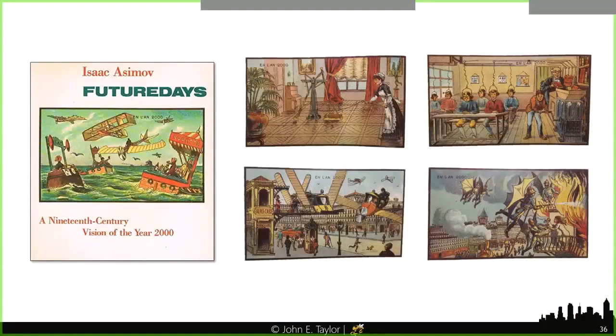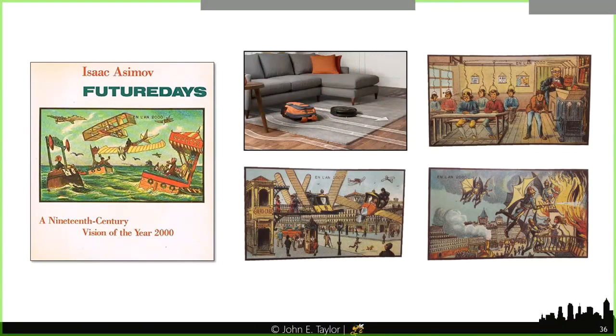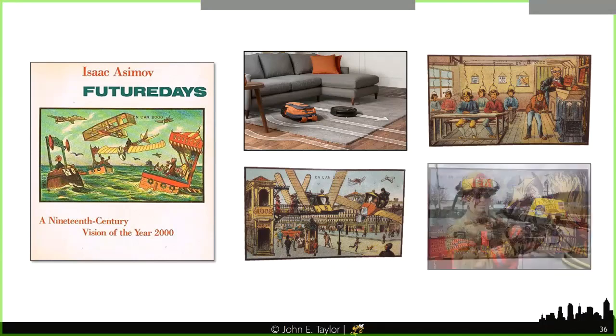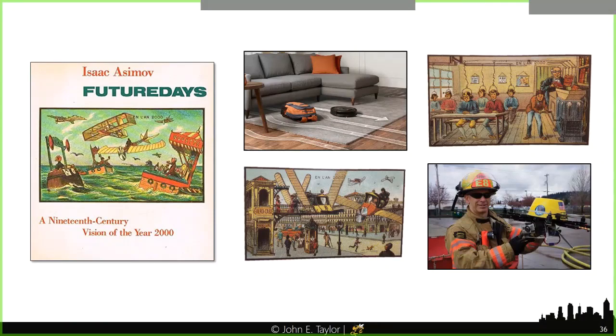So just to circle back around to those Isaac Asimov future days, if you remember, there were the four areas that were predicted in 100 years, things would be very different. Well, I have in my own house, and we've named it Max, something that does approximately what they envisioned in the late 1800s. And firefighters are actually using drones to help the efficiency of firefighting operations.